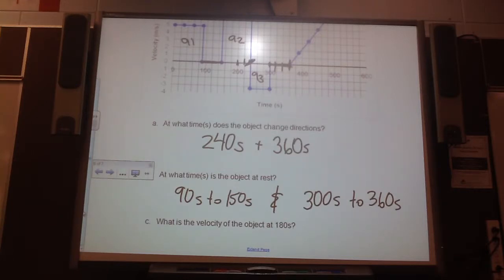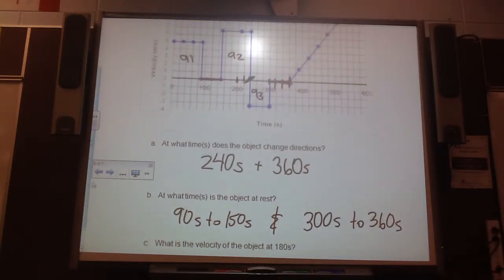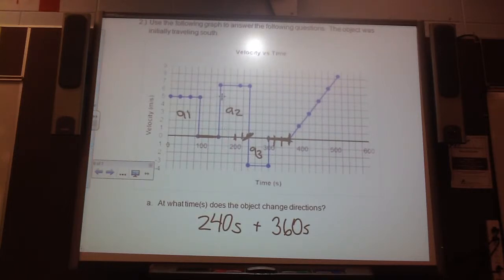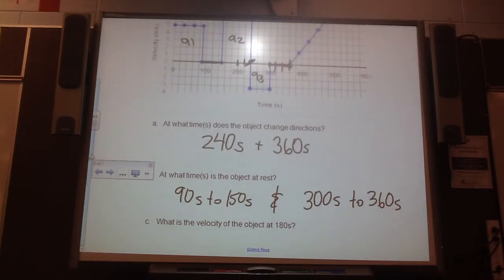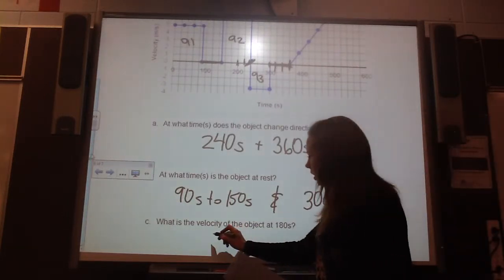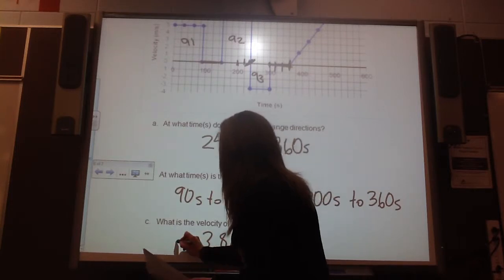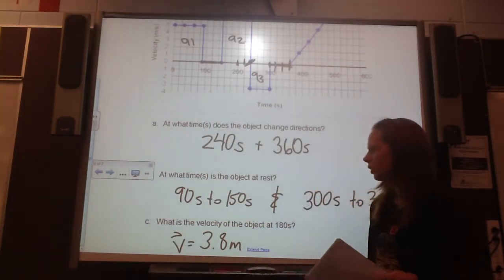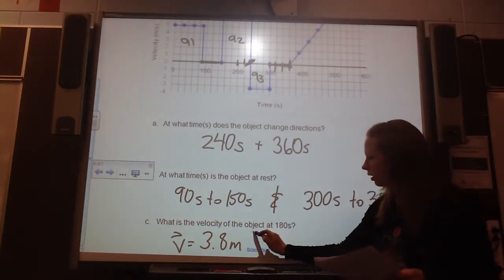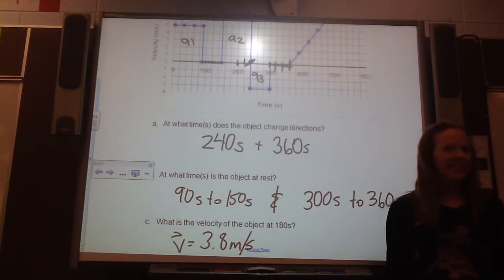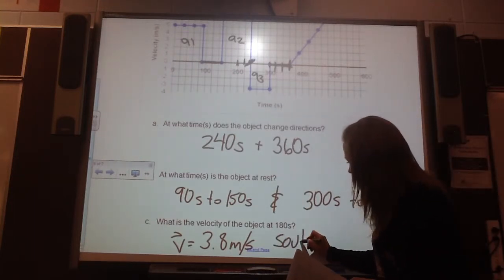What is the velocity of the object at 180 seconds? I can go to 180 and identify what is the velocity at that point. So 180 would be right there. What is my velocity? 6 point, what do you say? 6.8. 6.8 meters. This is V with an arrow. So what else do I need to include? Per second. Yeah, thank you. Meters per second. And? South. The direction.